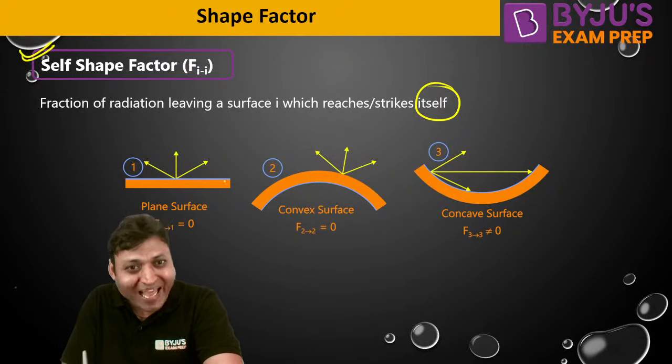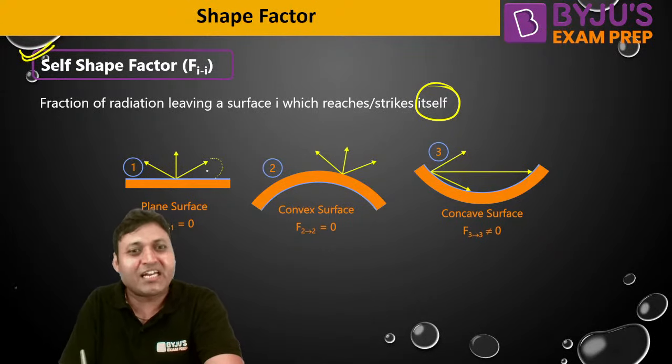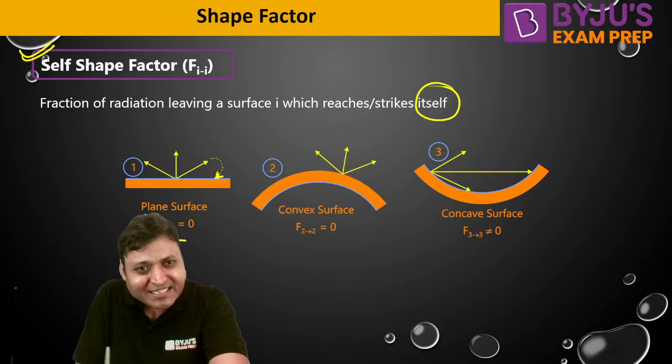So if there is a plane surface, there is no possibility of radiation leaving the surface and reaching itself, because the electromagnetic waves travel only in a straight line. So there is no possibility of reaching itself. For a plane surface, the self shape factor will always be 0. This is the plane surface.